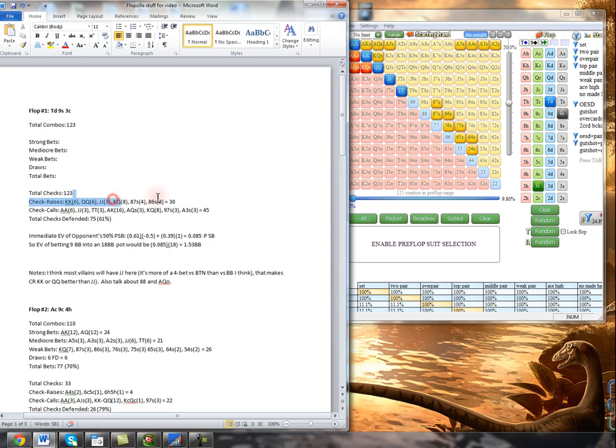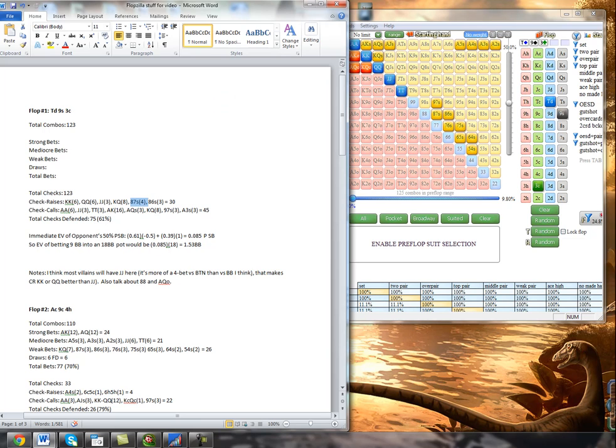But I do think our check raise bluffs are quite good here. We have king queen, which is a gut shot and 2 overs. Then 8-7, which is an open-ended straight draw. And then 8-6 suited, which is a gut shot with 3 to a flush. So here's a good point where I'm check raising the open-ended straight draw.